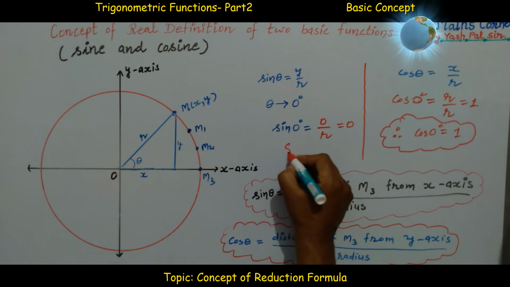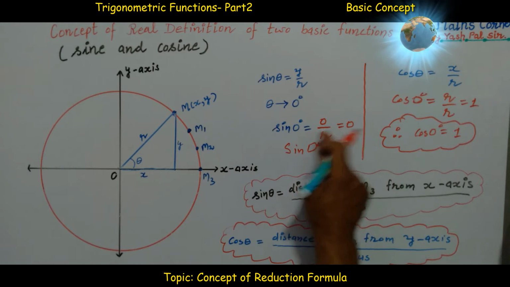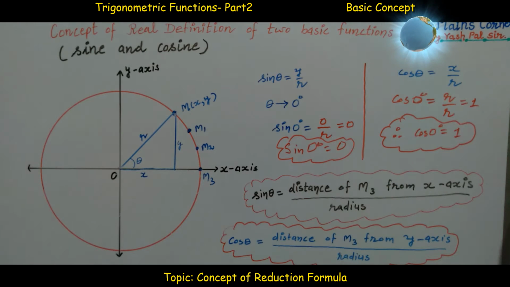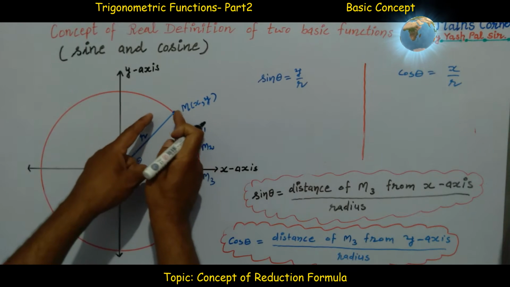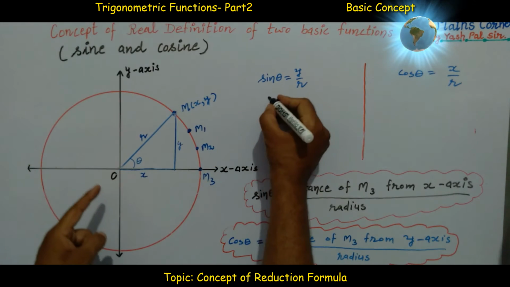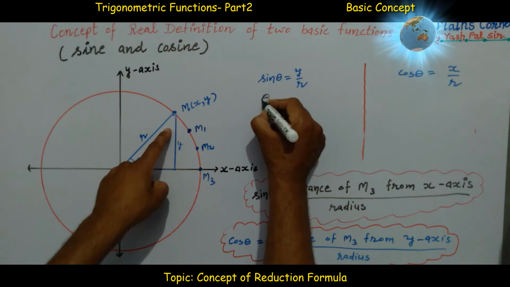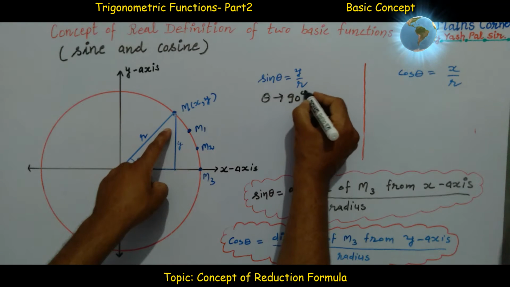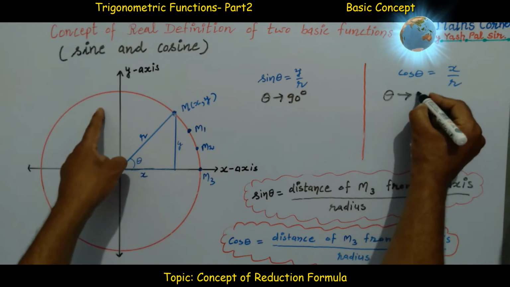Similarly, sine 0 degree is equal to 0. So this is the answer to the question. Now consider this moving point M is moving towards the y axis. Then we say theta is tending towards 90 degree. Theta is approaching 90 degree.